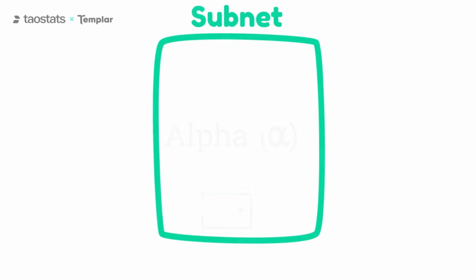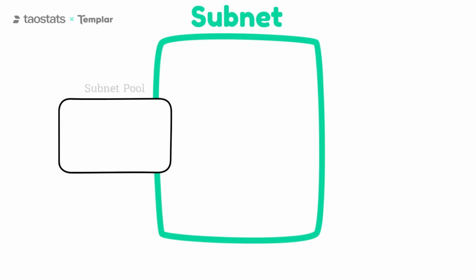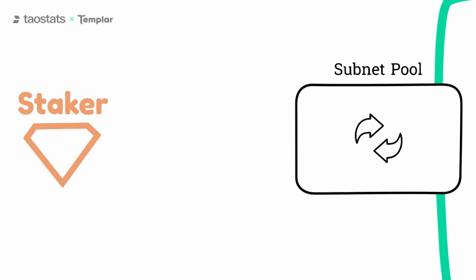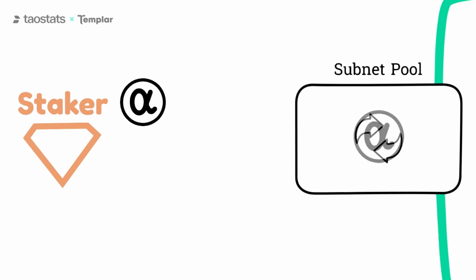Subnet pools are the way that we buy and sell alpha in subnets. If you want to purchase alpha in a subnet, the only way to get it is through its subnet pool. When you send tau to a pool, you'll receive alpha. When you send alpha to a pool, you'll receive tau.